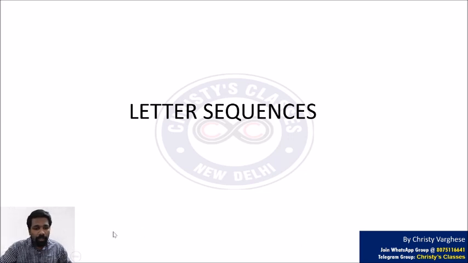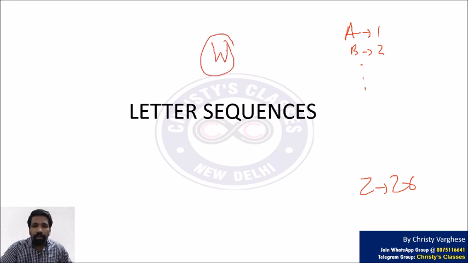Letter to number means what? A is the first letter, B is the second letter, C is the third letter. Likewise, you can write A equal to 1, B equal to 2, up to Z equal to 26. So, for example, if W comes in a question, you don't have to count A, B, C, D up to W. That will take too much time.